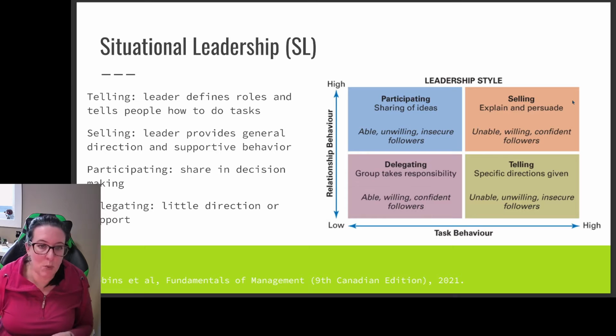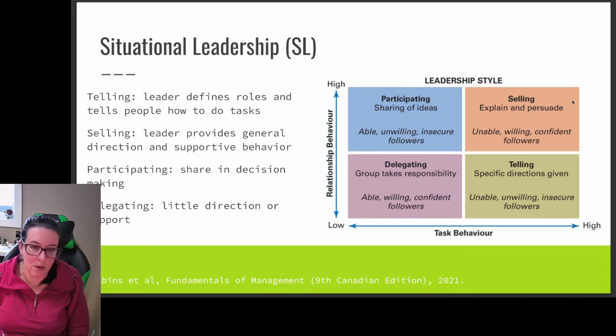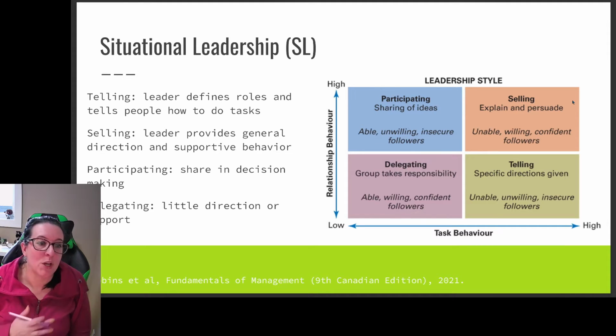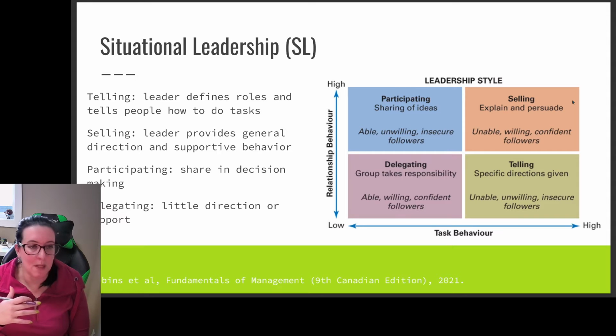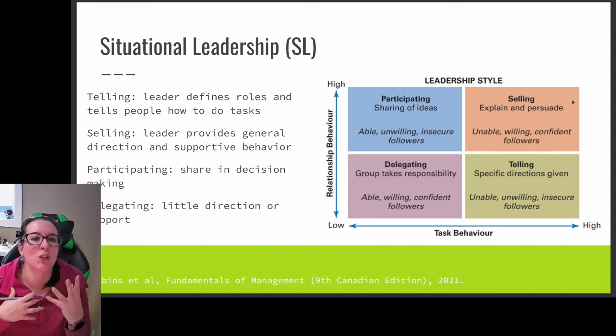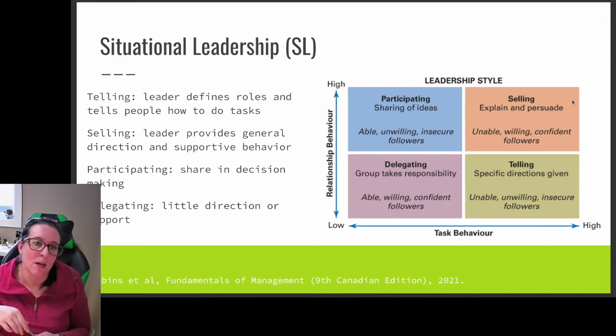So when we look at situational leadership, what we have is 4 leadership styles. And those 4 leadership styles are based on task behavior. So this would be how much direction, how much information the employees need in terms of what to do and how to do it. And then the relationship behavior, which is how much support they need in terms of that relationship, in terms of the emotional support from the manager or the leader.